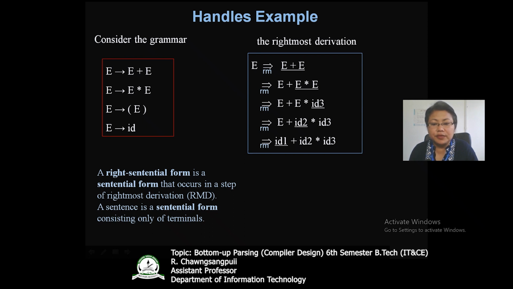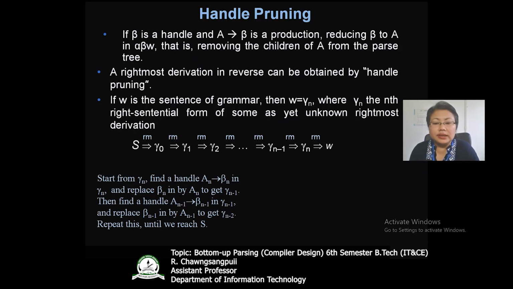So as we have mentioned earlier, let us try to see what a right sentential form is. It is nothing but a sentential form that occurs in a step of the rightmost derivation. A sentence is a sentential form which consists only of terminals. Now the next one which we have is handle pruning.